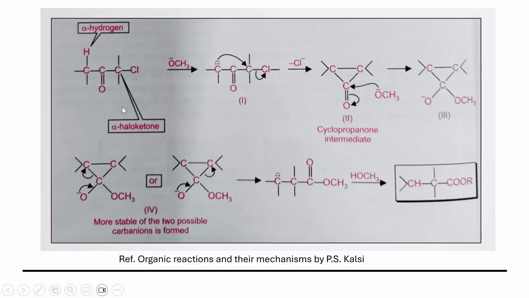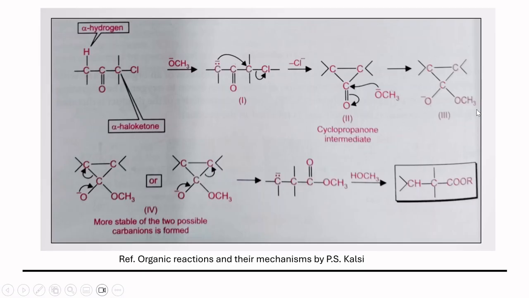So, this is alpha haloketone. This is the keto group, and there are two alpha carbon atoms here. One contains a halogen and the other contains a hydrogen. So in the presence of a strong base, the alpha hydrogen is abstracted to give a carbanion. The carbanion then undergoes cyclization with the elimination of Cl- to form cyclopropanone intermediate. The cyclopropanone intermediate is then attacked by the base at the electron deficient carbonyl carbon.